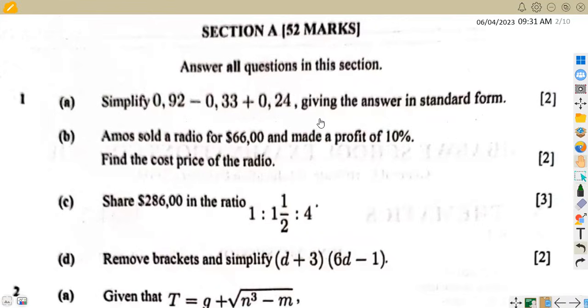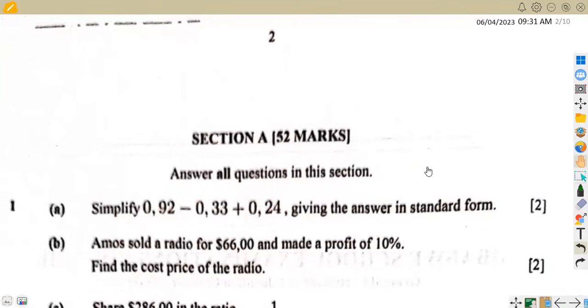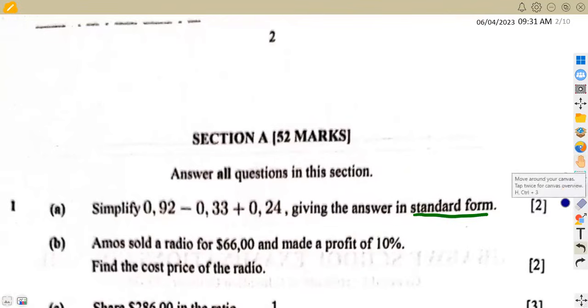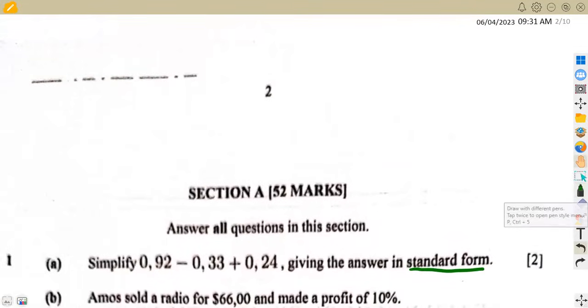1A, to simplify, giving the answer in standard form. So we are given here decimals, but at the end our answer is supposed to be in standard form. So this is paper 2, guys, where you are allowed to use a calculator. So the simplification part, you can just use your calculator at once to simplify, or here we can simply apply our BODMAS concept. All right, so this is question 1A.